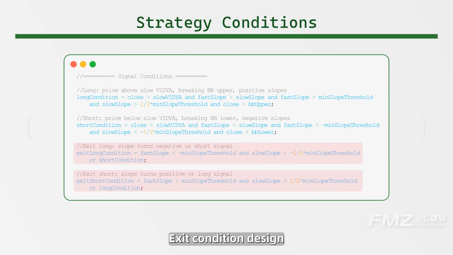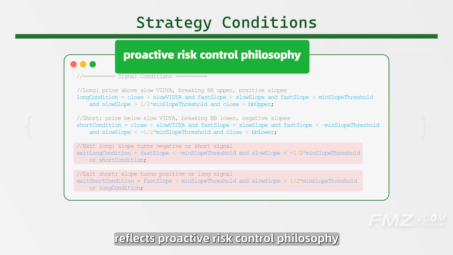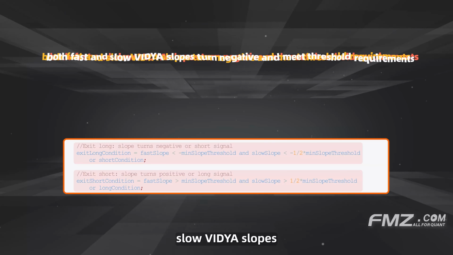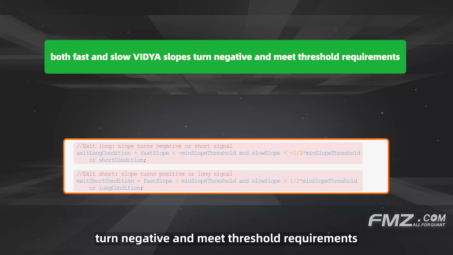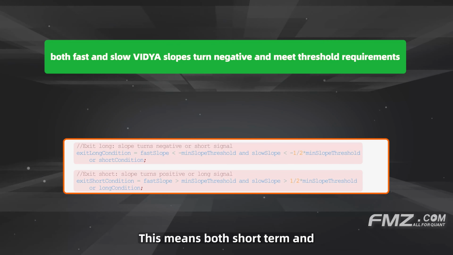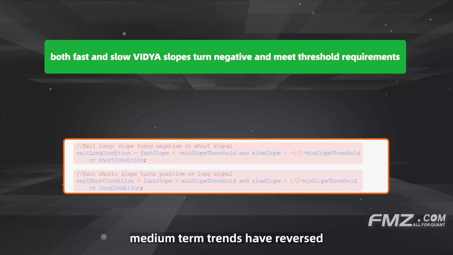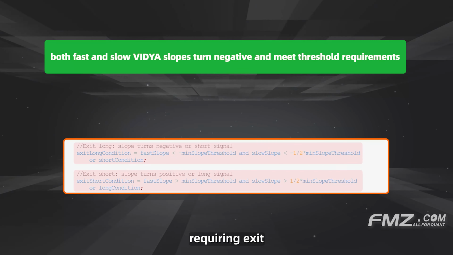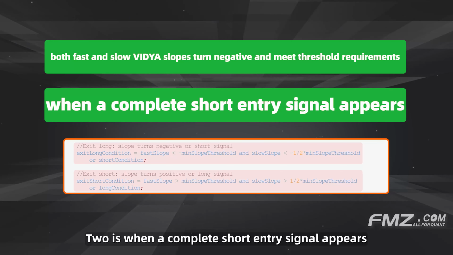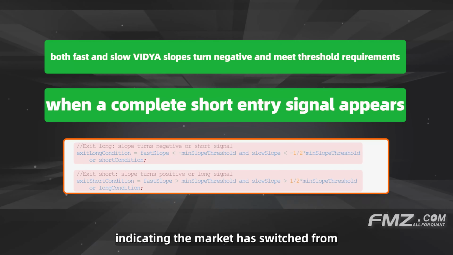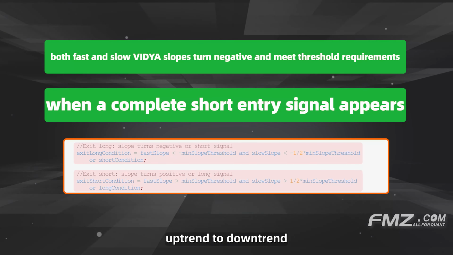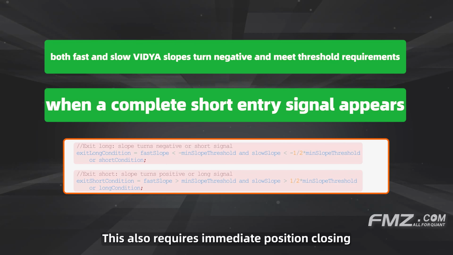Exit condition design reflects proactive risk control philosophy. Long exit has two trigger paths. One is when both fast and slow VIDYA slopes turn negative and meet threshold requirements. This means both short-term and medium-term trends have reversed, requiring exit. Two is when a complete short entry signal appears, indicating the market has switched from uptrend to downtrend. This also requires immediate position closing.